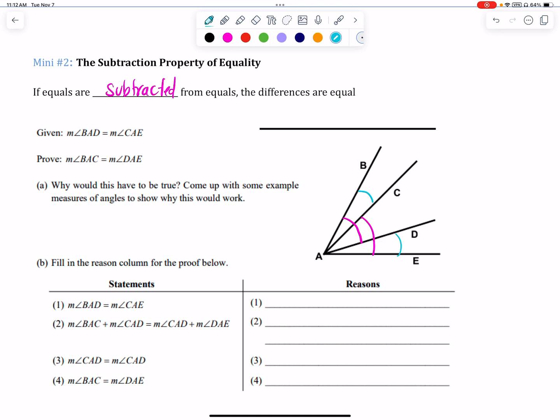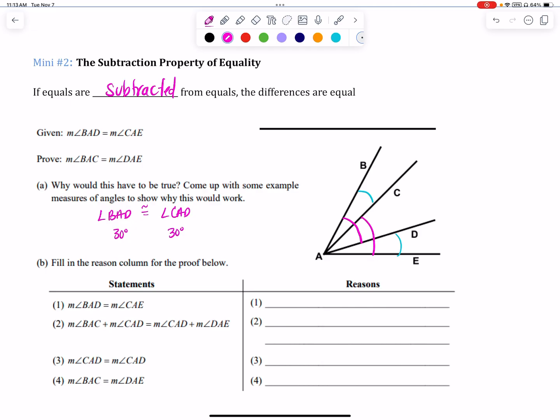Why would this have to be true? Come up with some examples of angle measures to show how this would work. So if we know that angle BAD, I'm going to use pink, is let's say 30 degrees. And CAE is congruent to BAD, so that's also 30 degrees.